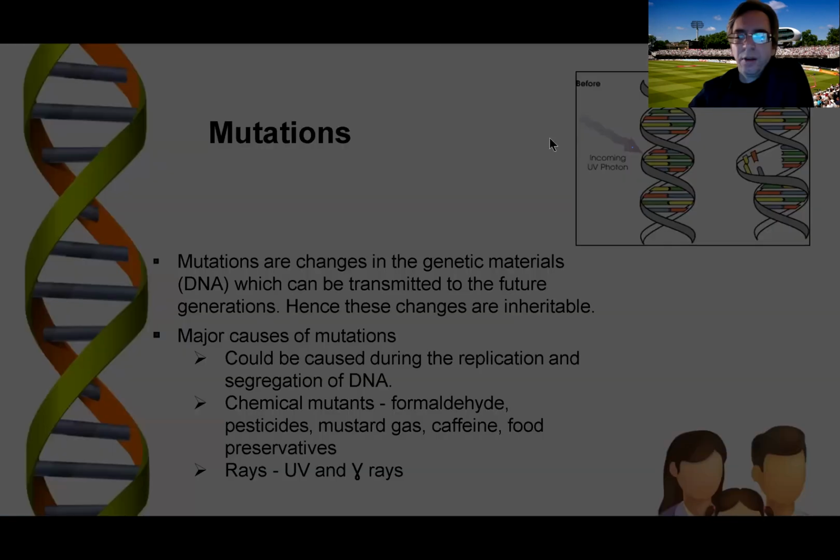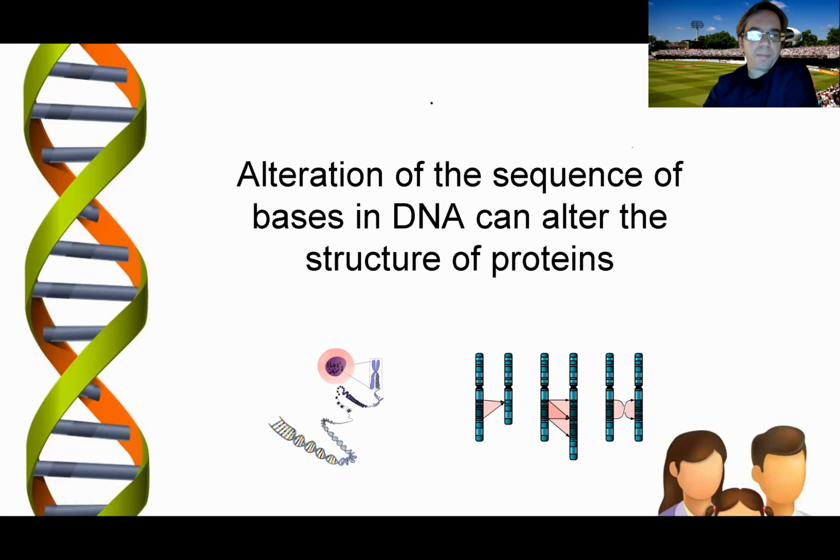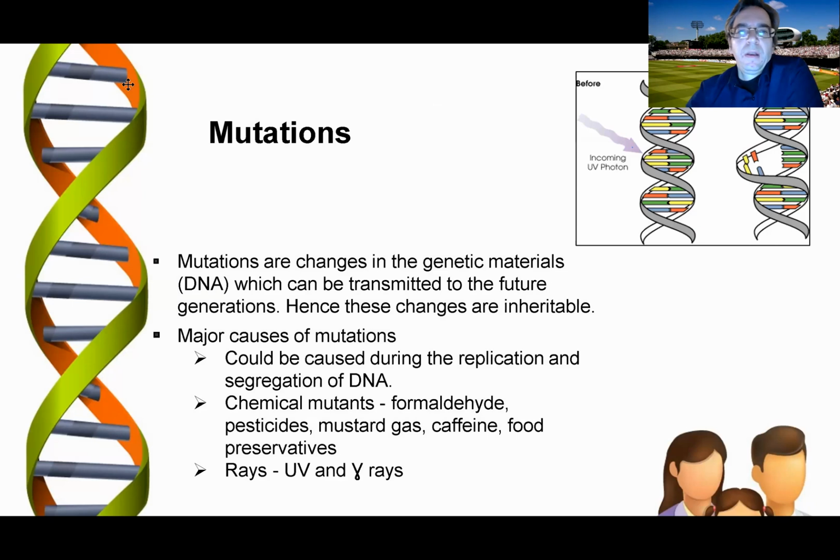So we're going to go a little bit more into mutations, and alteration of the sequence of bases in DNA can alter the structure of proteins, which I briefly mentioned. What are mutations? So mutations are a change in a particular part of the genetic material, which can obviously be transmitted to future generations or inherited. What causes them? So can be an error in replication or segregation of DNA. Chemicals can cause DNA mutation, or even UV and gamma rays.